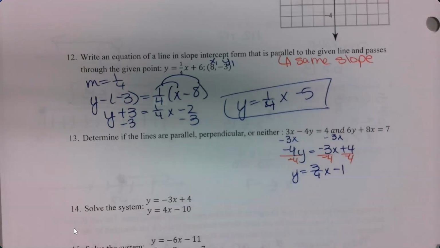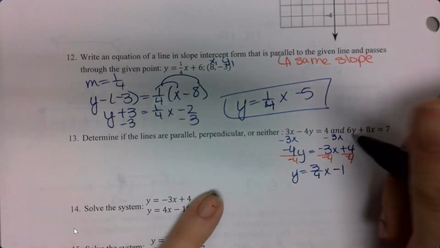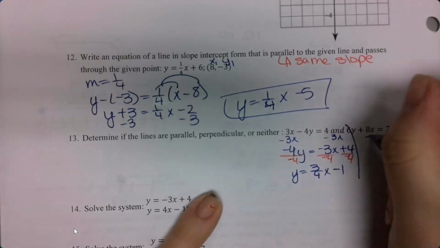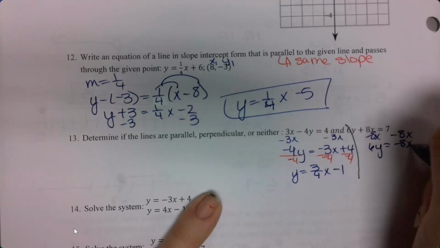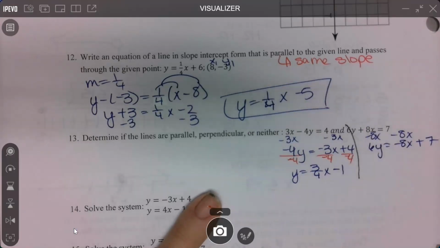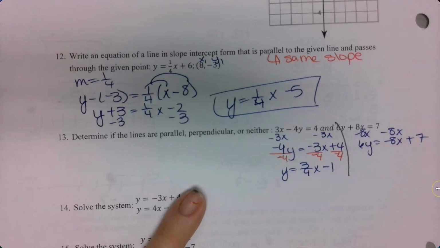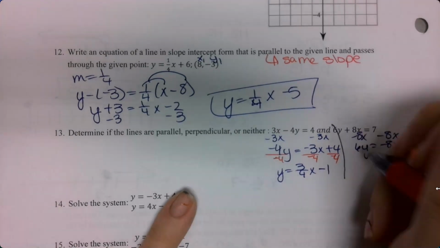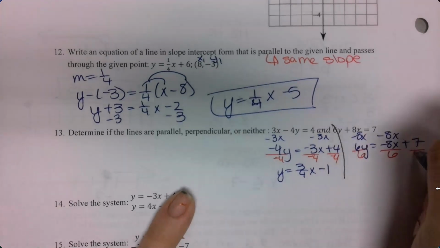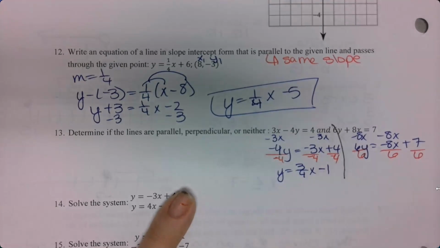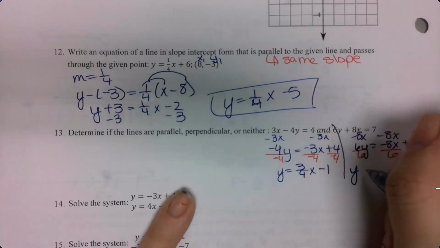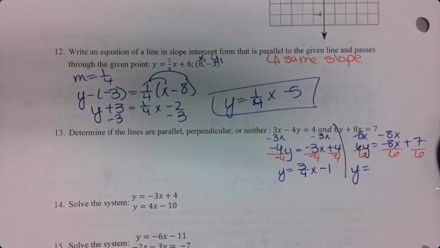And then I want to do the same thing for my second equation over here. I want to go ahead and solve for y. So I'm going to start off by subtracting 8x. I have 6y equals negative 8x plus 7. I want to isolate my y, so I'm going to divide everything by 6. This gets me y equals, I need to know what negative 8 divided by 6 is.